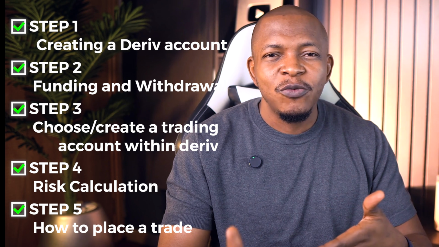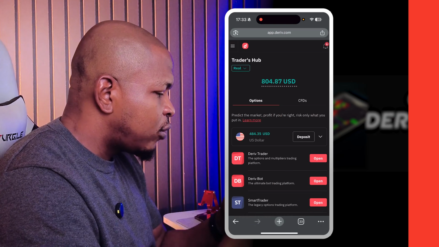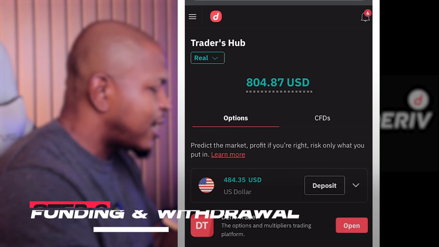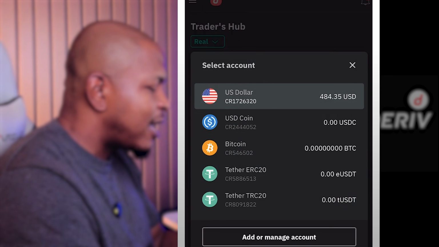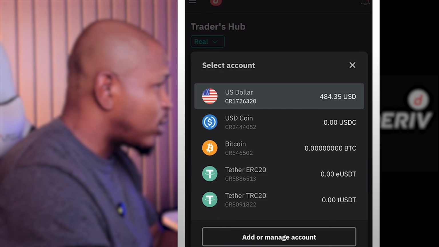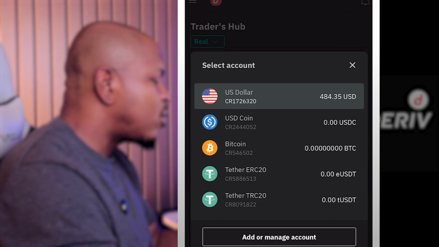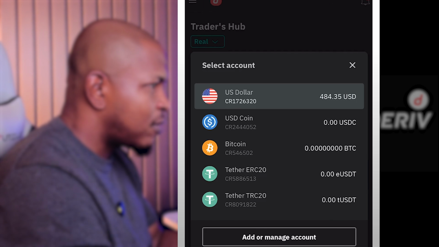The next one is funding and withdrawal, and it is important you get this right. I will show you. So here on the homepage, you can see I have a balance of $804. If I click on the arrow beside the deposit, these are the different wallets I have in Deriv. So we have the crypto wallet and the dollar wallet. And note that if I deposit into the crypto wallet, I can only withdraw crypto. If I deposit into the dollar wallet, I can withdraw dollar or naira or any other fiat currencies.